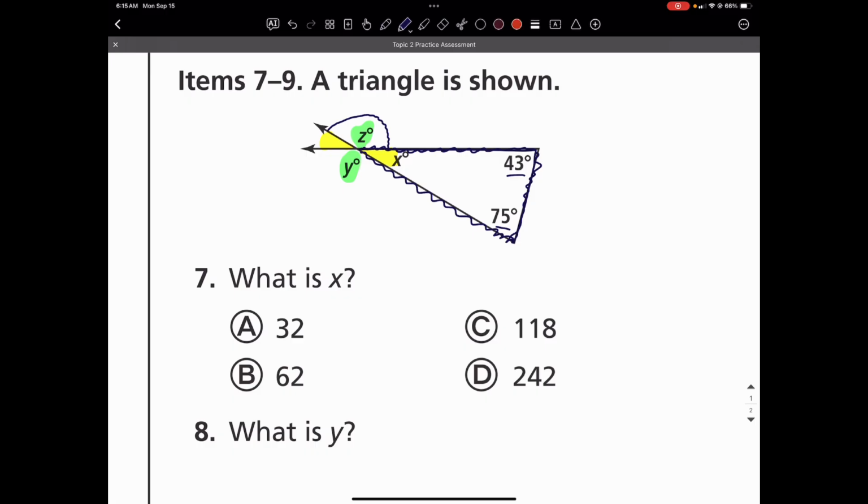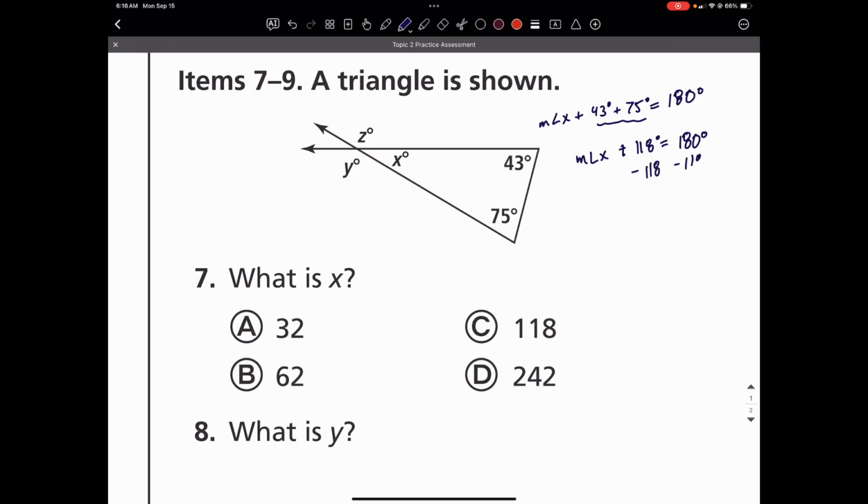Question number 7 says, what is the value of X? Let's look at what we have. Inside the triangle, you have angle X, so the measure of angle X plus 43 degrees plus 75 degrees equals 180 degrees. We know this because of the triangle angle sum theorem. We combine these two terms: 43 and 75 is 118. So the measure of angle X plus 118 equals 180 degrees. Subtract 118 from each side, and the measure of angle X equals 180 minus 118, which is 62 degrees. So the answer for number 7 is 62 degrees.